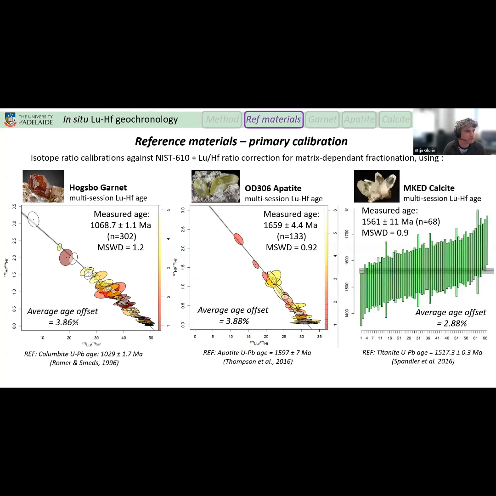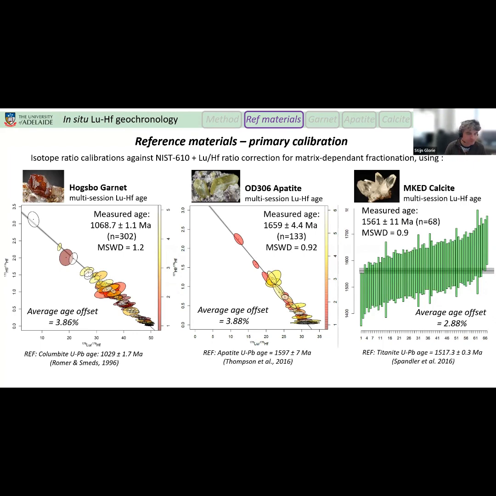But this is for calcite. For calcite, we use MKAD calcites, for which we have a very good titanite age, and again, they're cogenetic. And the measured age on these calcites is slightly less offset compared to what we see in apatite and garnet, for example. So it's really important to do your matrix matching when you calibrate. So here you can see we didn't use an isochron because there was no initial hafnium in the calcites. So we can do purely single spot dates, and then calculate the weighted mean to work out the age of that particular calcite.